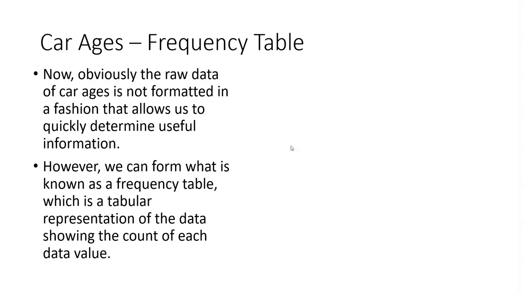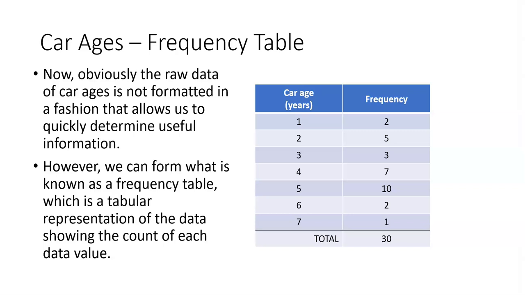However, we can form what is known as a frequency table, which is a tabular representation of the data showing the count of each data value. And I've gone ahead and done that on the right-hand side. Notice that in the first column we have the variable, which is the age of the cars. And on the right-hand column we have what is known as the frequency, or the count of each of those numbers of years that are represented in the data.